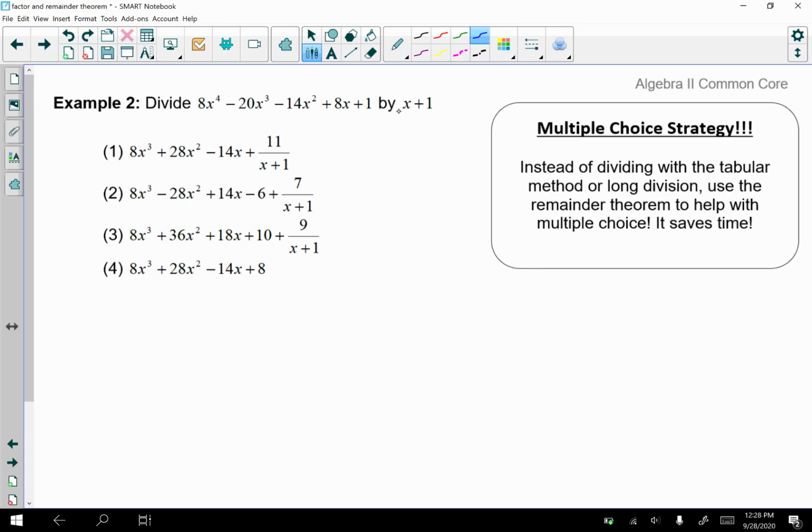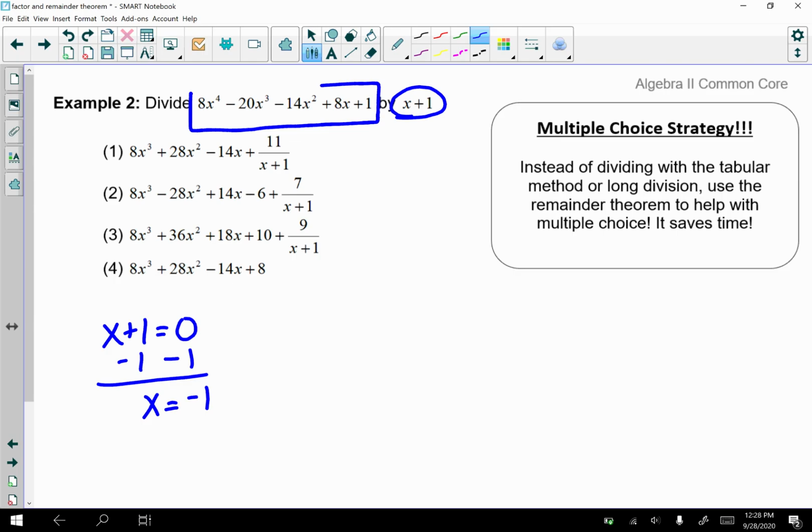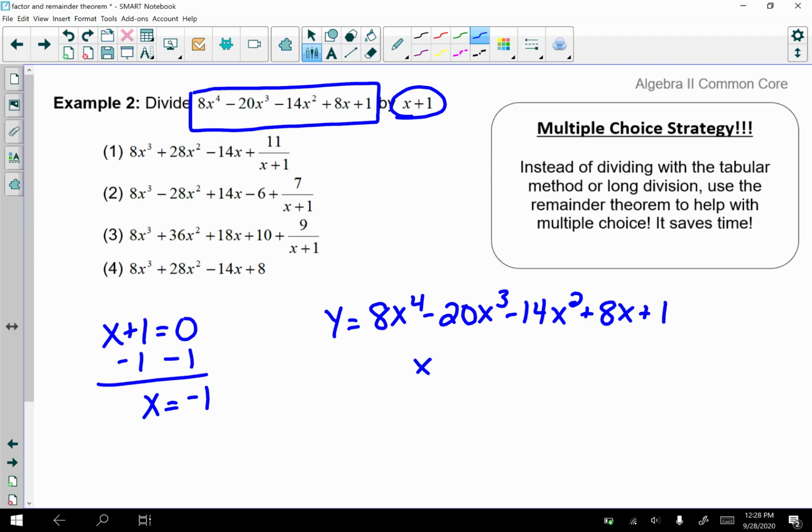So I'm going to take my divisor of x plus 1, set it equal to 0, and I get x equals negative 1. I'm going to put this whole entire thing into my calculator, and I'm going to put it in the y equals part. You could, of course, put it in the home screen, substituting in a negative 1. But if you do that, you have to be super careful about your parentheses and the negatives. Instead, I'm going to type it in y equals, go to my table at negative 1. Whatever I get here is going to be my remainder.